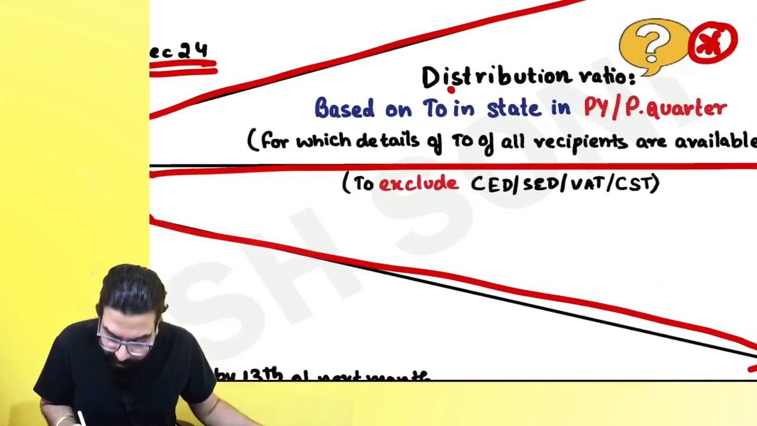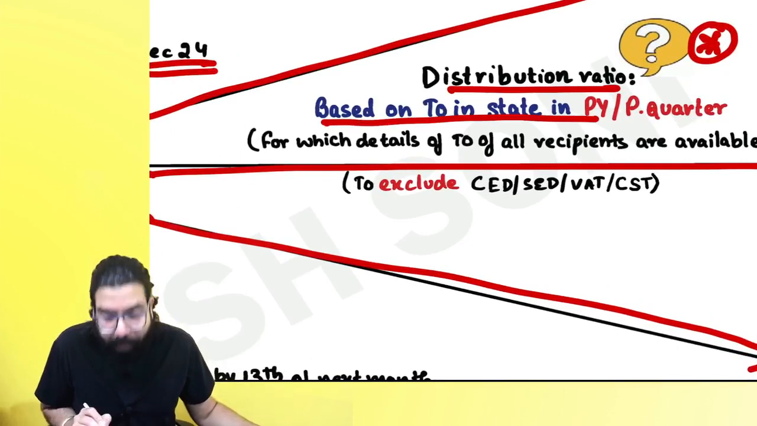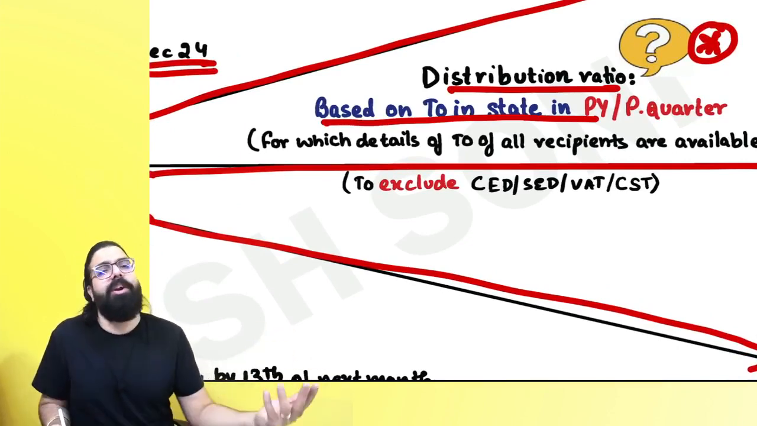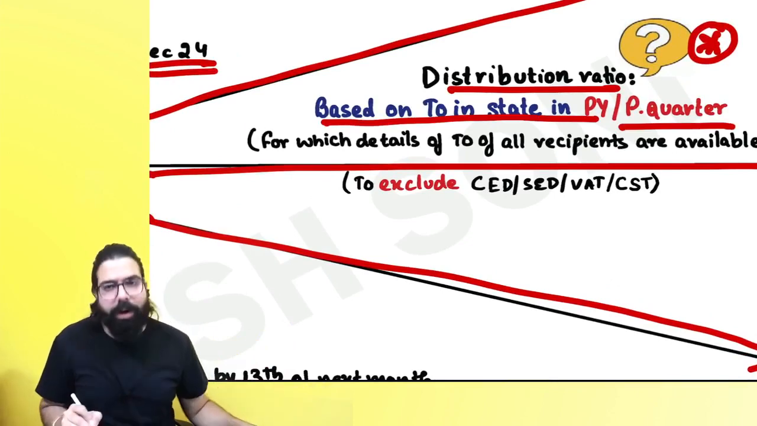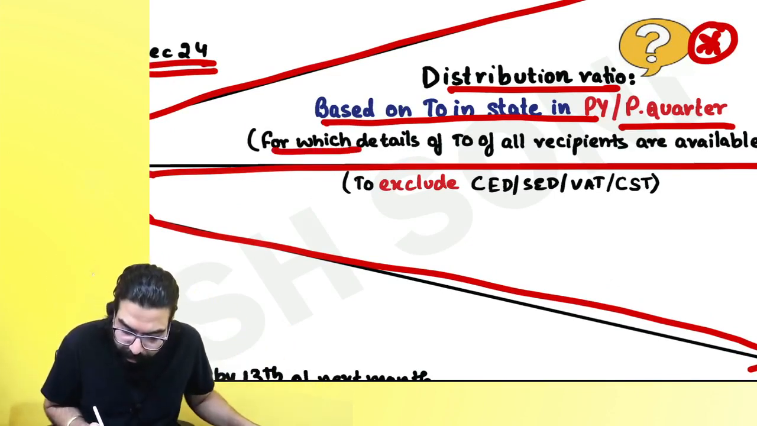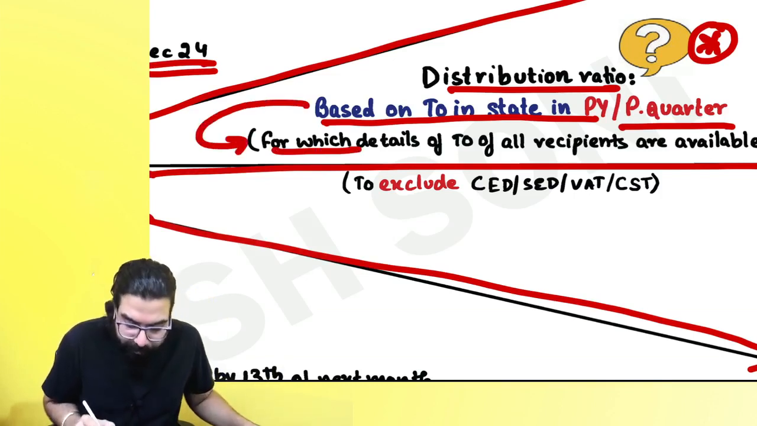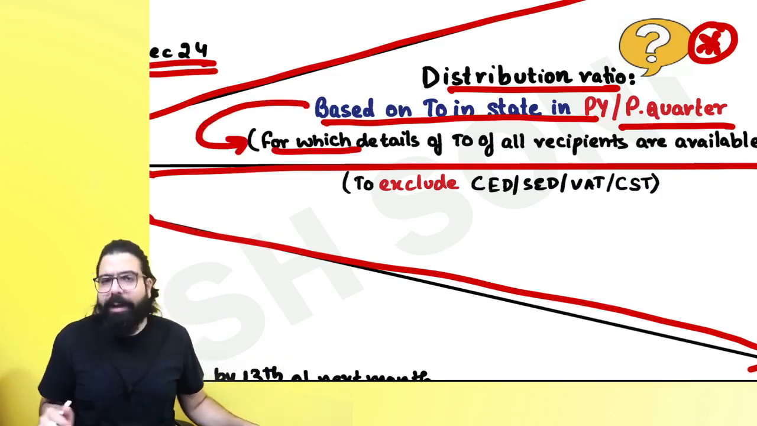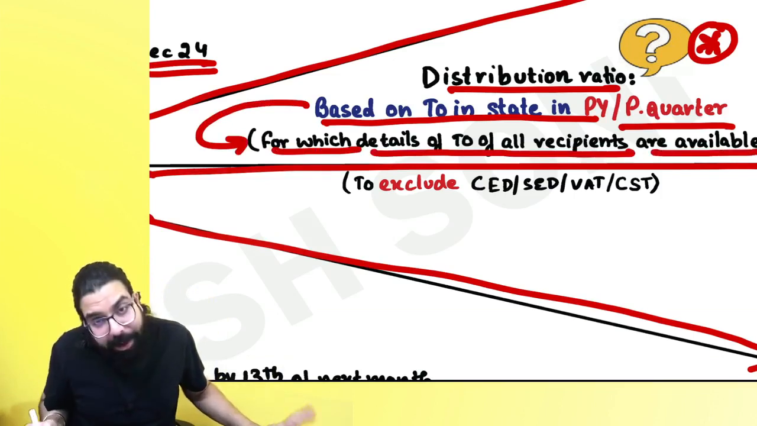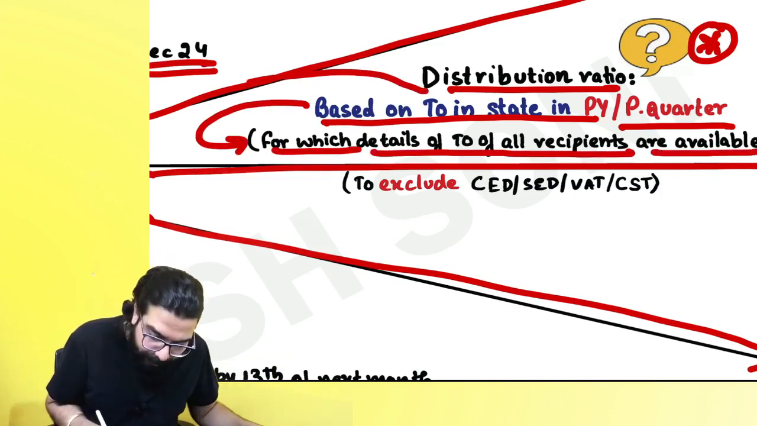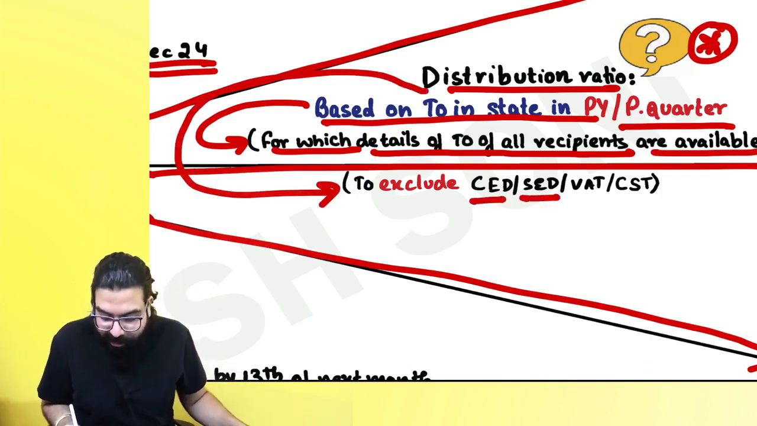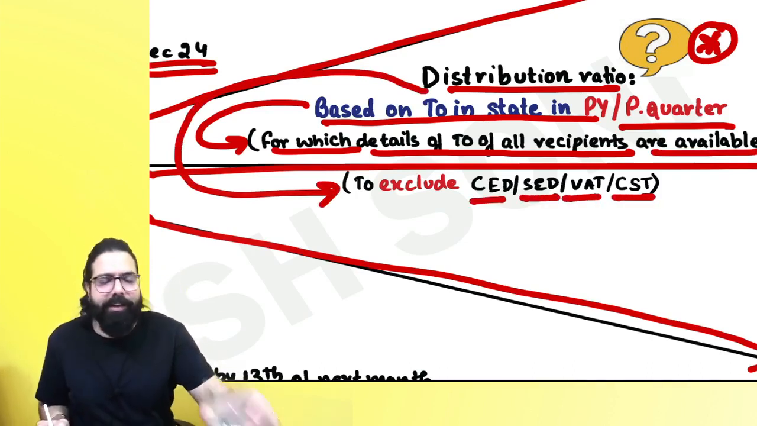It says distribution always on the basis of turnover in state in the preceding year. Sir, if preceding year's turnover is not there, take preceding quarter's turnover and do the distribution. Then it says it should be preceding year or preceding quarter's data when the details of turnover of all the recipients are available. And remember, when you take the turnover, please exclude central excise duty, state excise duty, VAT and CST.